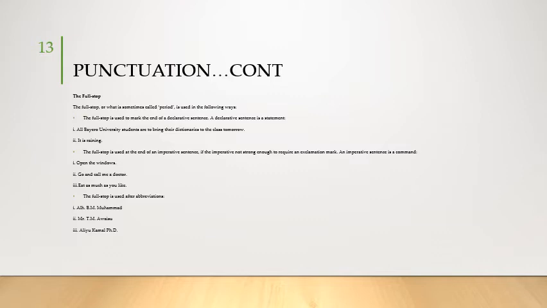The full stop is used to mark the end of a declarative sentence. A declarative sentence is a statement. For instance, all Bayero University students are to bring their dictionaries to the class tomorrow. So a full stop has to come at the end because this is a declarative sentence, a statement. It requires a full stop to end it. It is raining. This is also a statement, so you have to end it with a full stop.